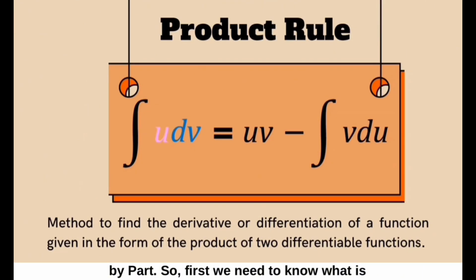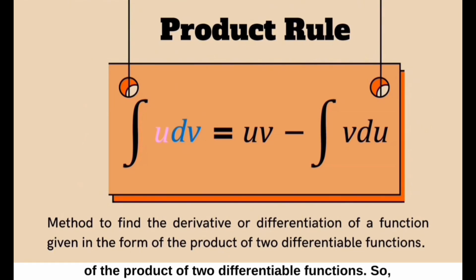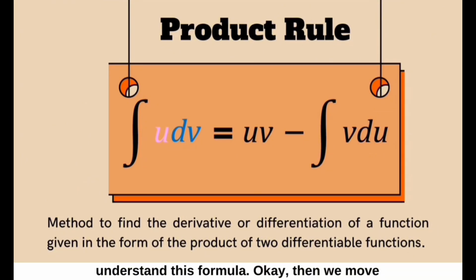First, we need to know what the product rule is. The product rule is a method to find the derivative or differentiation of a function given in the form of the product of two differentiable functions. So this is the formula that we will use, and we need to remember and understand this formula.